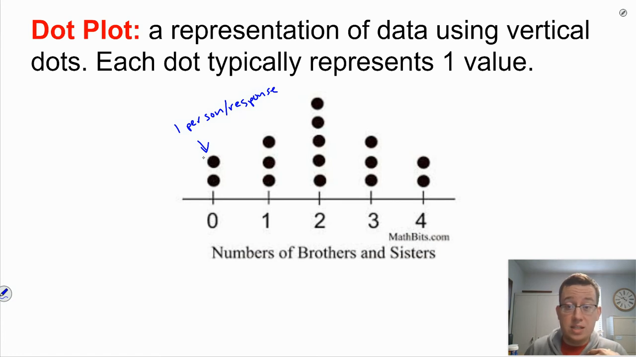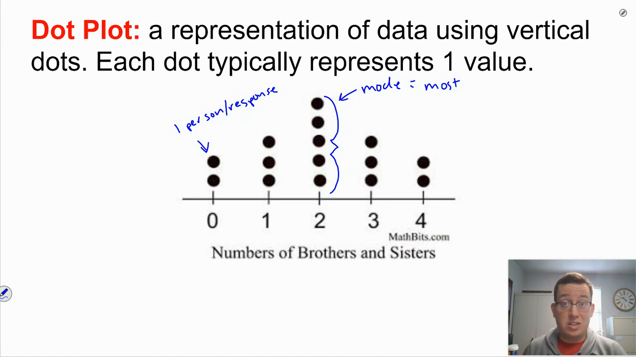If I look at this, which one had the most responses? That would be two. I can see that a lot of my students have two siblings. There's 1, 2, 3, 4, 5 people that had two siblings. And we can go from there. When we're looking at a dot plot, it's easy to find the mode. If you remember, mode means the most. So what happens the most? It's really easy to see because it's the tallest one. Whichever one is the tallest, that's your mode. So it's really nice to see from a dot plot.